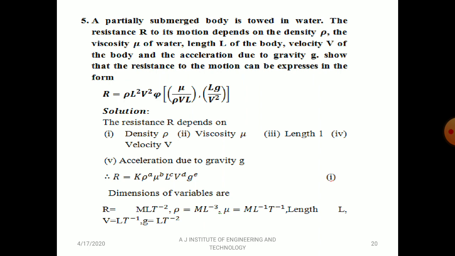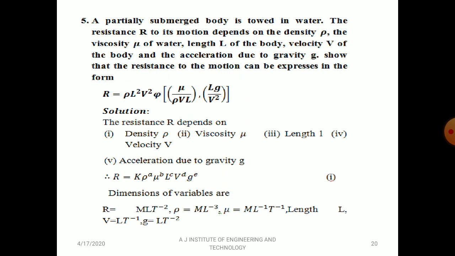So next problem: a partially submerged body is stored in water. The resistance R to its motion depends on density rho, the viscosity mu of water, length L of the body, velocity v of the body and acceleration due to gravity g. Show that the resistance to the motion can be expressed in the form R equal to rho L square v square phi of mu divided by rho v L, comma L g divided by v square.